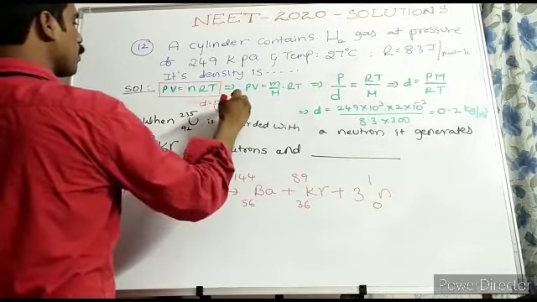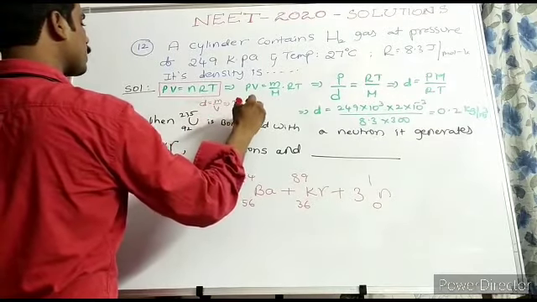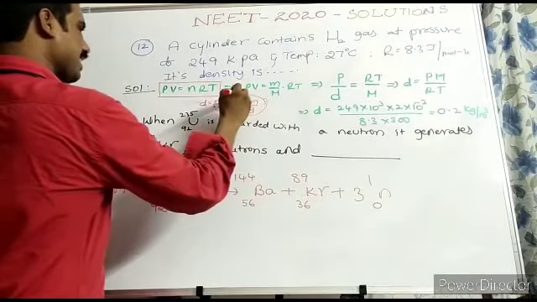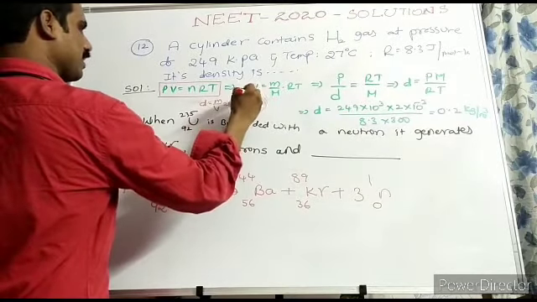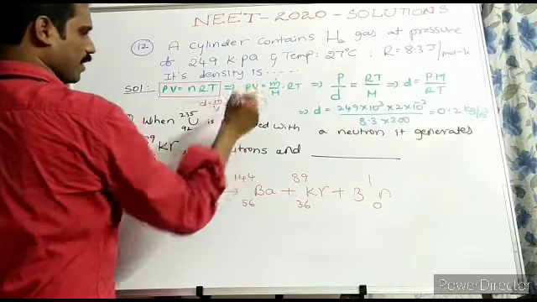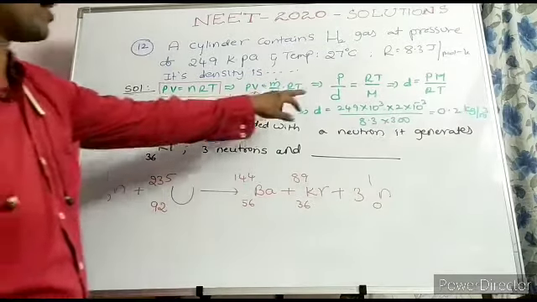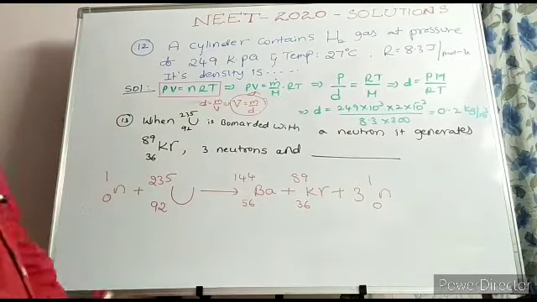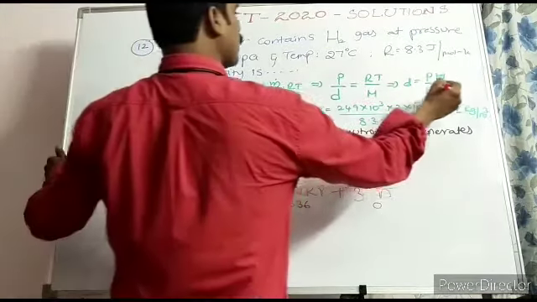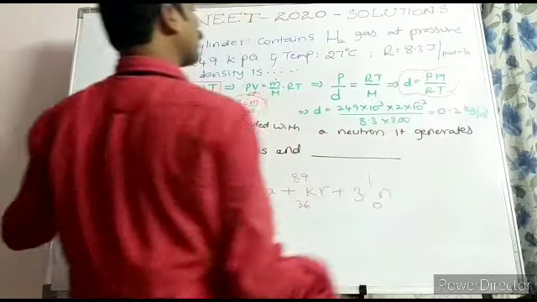That implies volume is equal to mass by density. That's why that is substituted here. Then mass gets cancelled. Then the expression becomes P by D, pressure by density, is equal to RT by M. That implies the expression for density is D is equal to PM by RT.